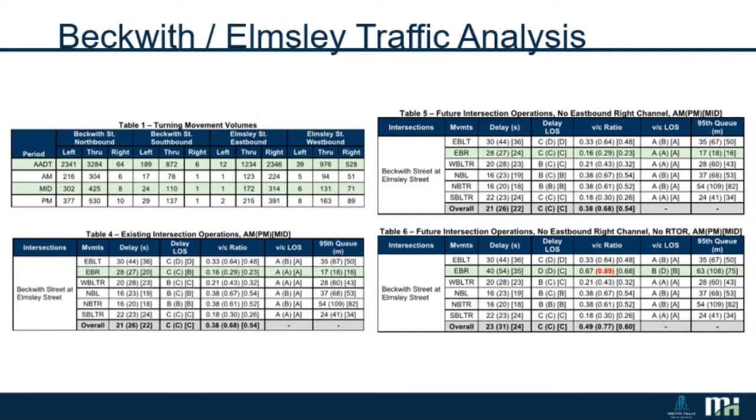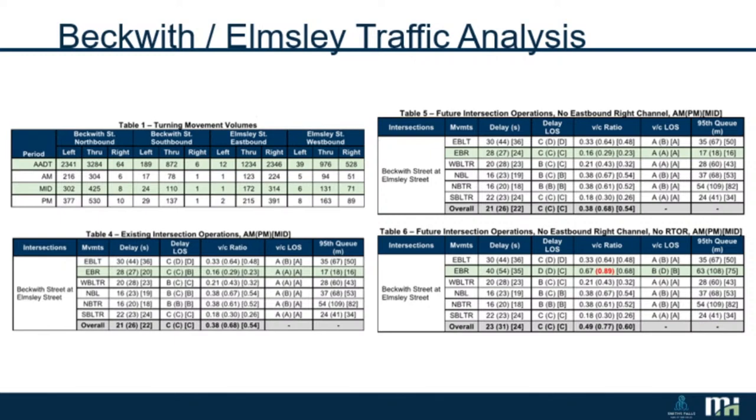So the right turn movement from Elmsley to Beckwith is the line that's highlighted in green in each table. So the eastbound right. So table 4 is the existing intersection operations. And then the three peak conditions are shown in the different styles of brackets. So the AM peak, then the PM peak, and then the midday peak. Right. Table 5 shows the proposed condition with the eastbound free flow right turn channel removed, but right on red permitted. And then table 6 shows the same, but with right on red not permitted. So the numbers that you're looking for would be the queue length in the last column.